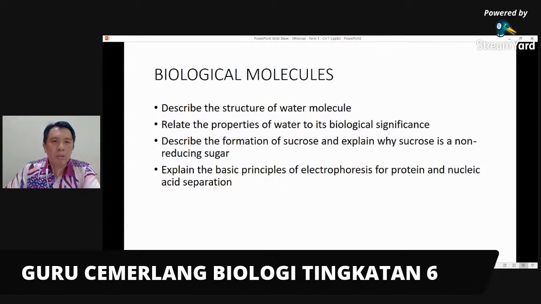Once you know how to describe the structure of water molecule and relate the properties of water to its biological significance, students are also able to describe the structure of the rest of the biological molecules, for example glucose, sucrose, polysaccharide, protein, lipid, and nucleic acid, in the same manner. The important thing is that students must learn and know how to answer the questions.